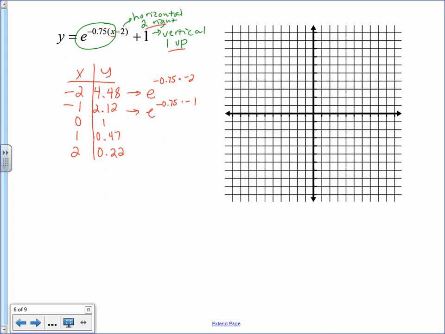So I'll find my first point at -2 and then approximately 4.5. It's okay if it's approximate. Go 2 units to the right and 1 unit up. Put that on the graph. Find my next point at -1 and then a little bit past 2. Go 2 units to the right and up 1.